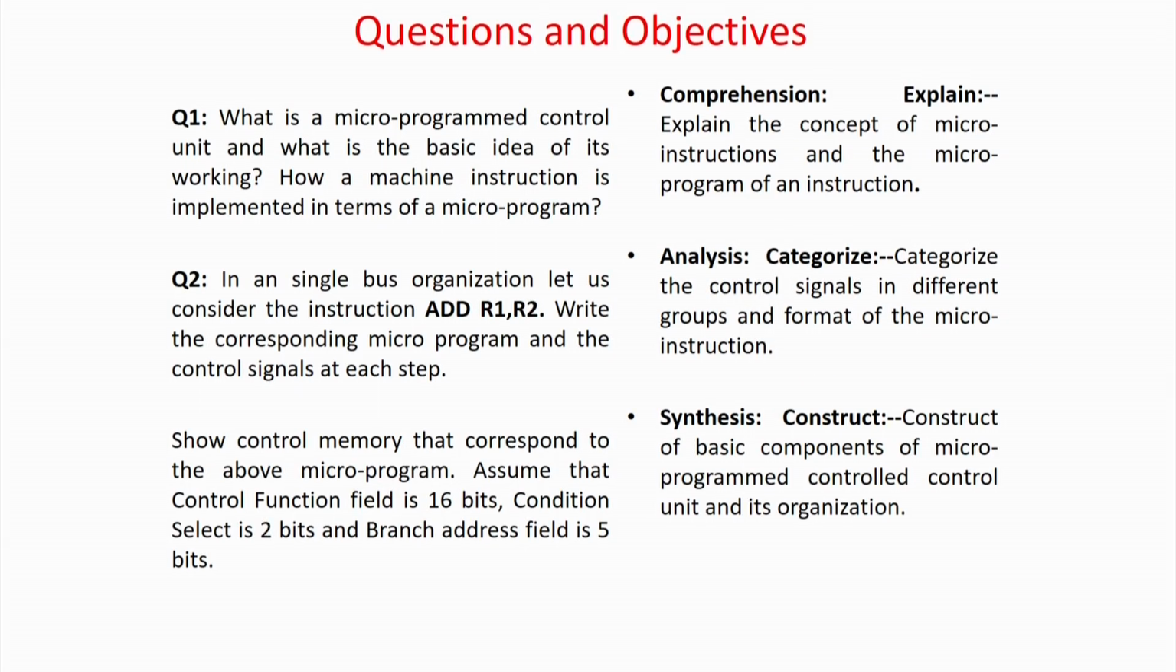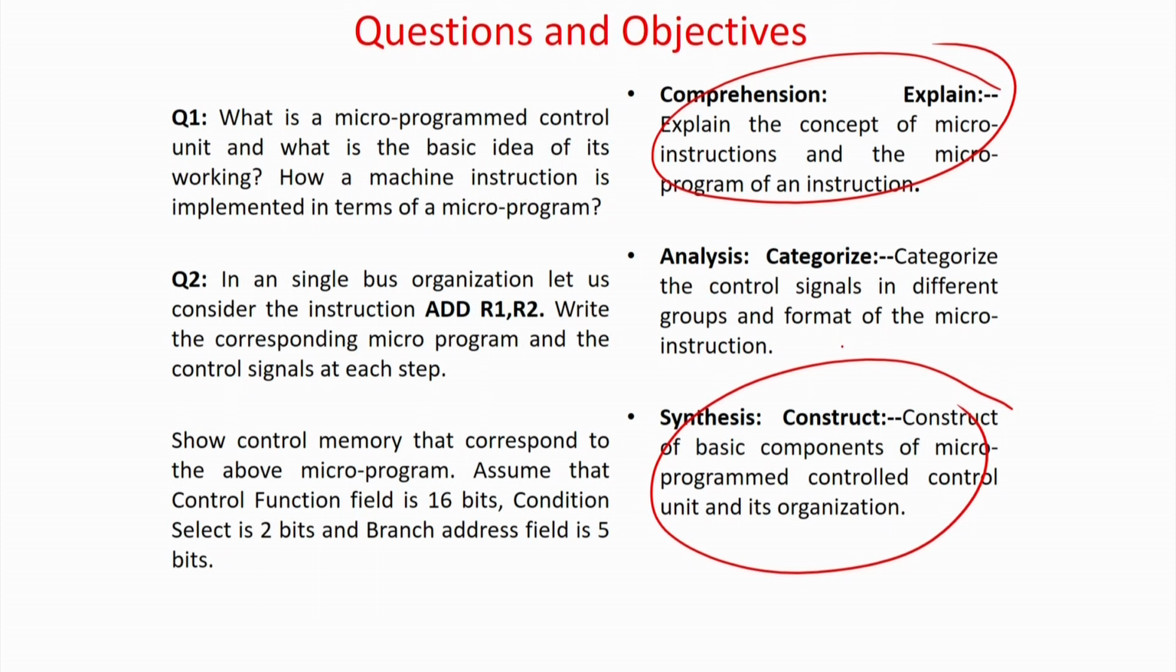So before we end, as we always do, we discuss some questions and try to see if the objectives are met. The first question is: what is a microprogram control unit, what is the basic idea of its working, and how is a machine instruction implemented in terms of a microprogram? After discussing this unit, you will be able to answer this, and once it is answered, the comprehension objective that explains the concept of microinstruction and constructs the basic components will be met, because of how a machine instruction is implemented in terms of a microprogram, the basic architecture, etc.